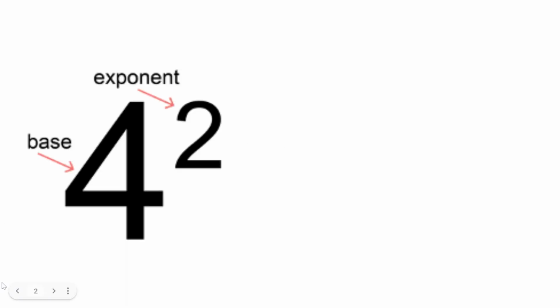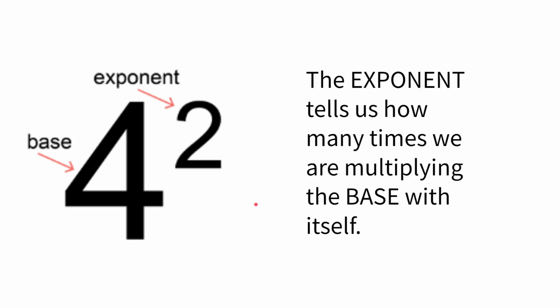So here's what we got. Let me turn my pen on here. So this big number that we see is called our base, right? You've seen this before where you have the big number and then the little number next to it. So the big number is called the base, and then the little number is called the exponent. And here's really all that means. The exponent tells us how many times we are multiplying the base number with itself, all right?